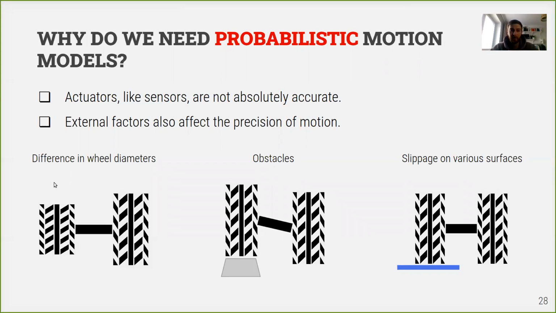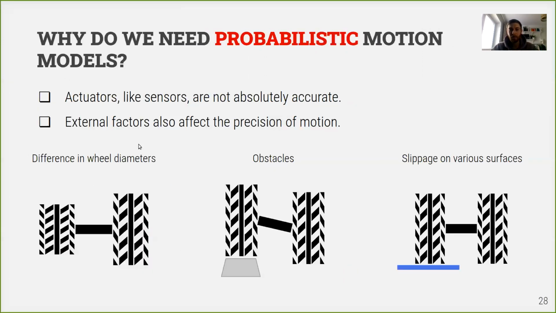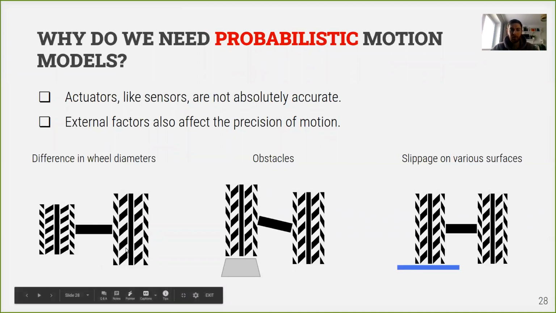So for example, we can have just simple geometrical imperfection in our wheels. It is just really complex to have perfectly equal wheels. And if one wheel is bigger than another, we will have error source in our motion, and making predictions with such simple equations, we will not account for such types of errors.